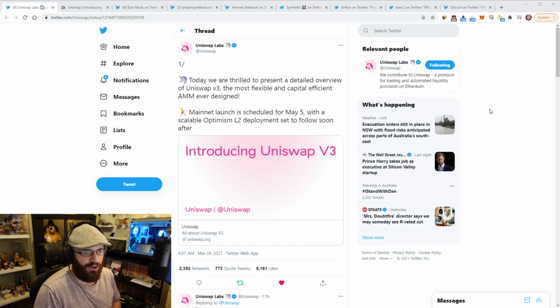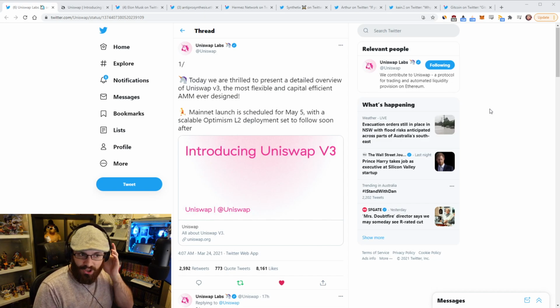mainnet release on May 5th, and then shortly after that, they're saying that they're going to have an L2 deployment on Optimism. So, basically confirming that they're going to be building on Optimism, which we all pretty much already knew about. And also, saying that it'll be going live May 5th, which is not too long. It's about 6 weeks away from now, which isn't too bad. It would have been cool to see them launch this week or something like that to end out March on a pretty high note. But, it is what it is.